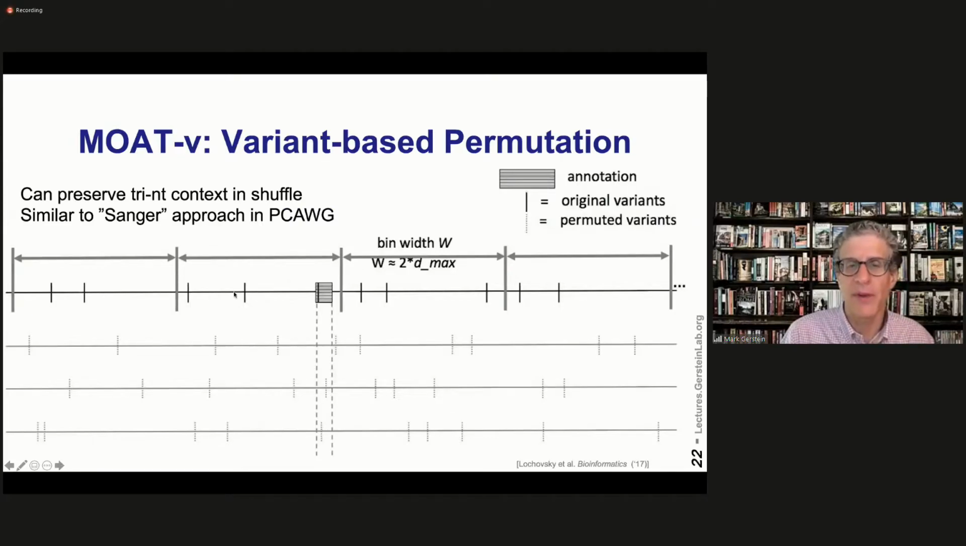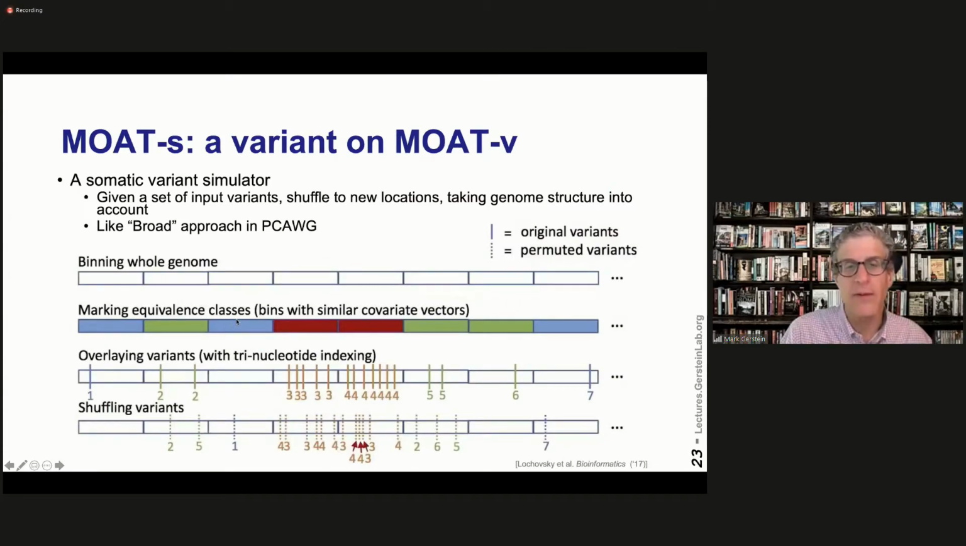We can make up different bins in the genome and shuffle them, and we can think of the bins as associated with different types of genomic covariates. For instance, the red things might represent late replicating regions, the green things early replicating regions, or regions of open chromatin, closed chromatin, and so forth. We can do the permutation just within these equivalence classes of similar regions in the genome, and this lets us take into account the genomic covariate in relation to the shuffling.